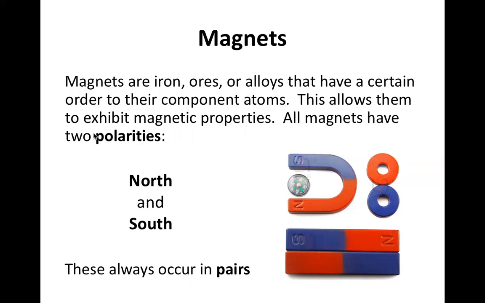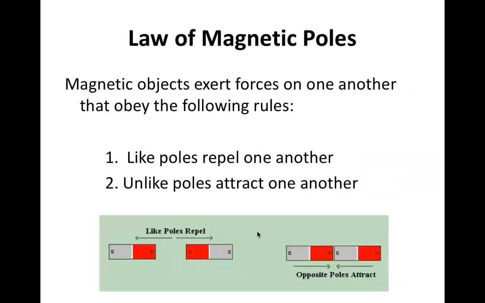Just 2 polarities. You can see if it's a horseshoe magnet, it has a south and a north side. A bar magnet has a distinct south and a north side. These always occur in pairs.